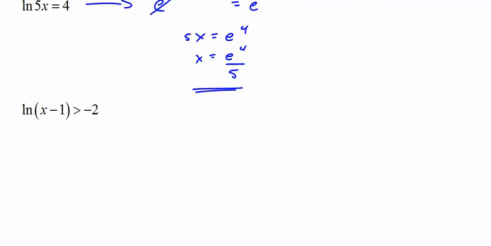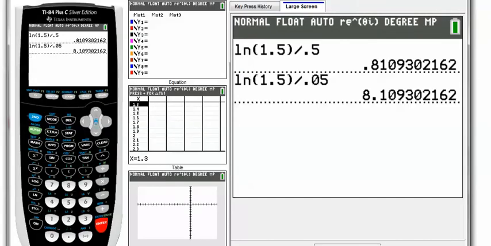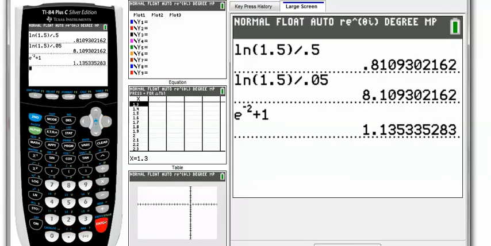And then these doggone inequalities. e to the power, cancel. x minus 1 has to be greater than e to the negative 2. x has to be greater than e to the negative 2 plus 1. That's 1.1353.